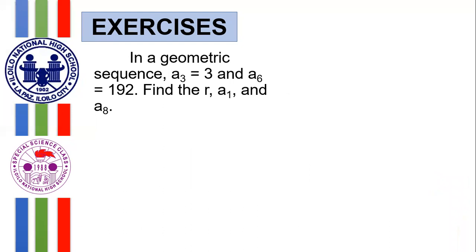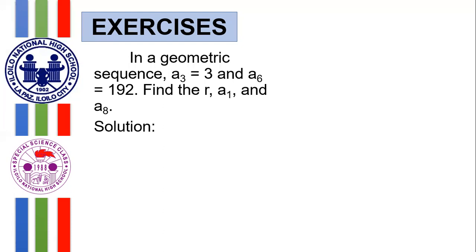In a geometric sequence, the third term is 3 and the sixth term is 192. Find the common ratio, the first term, and the eighth term. So from here, we will go beyond finding r, and we need to also look for the other information.